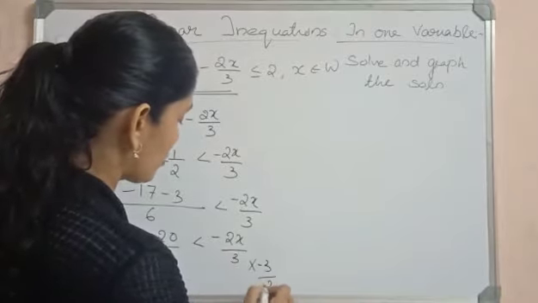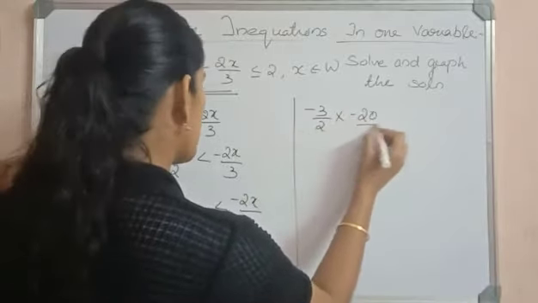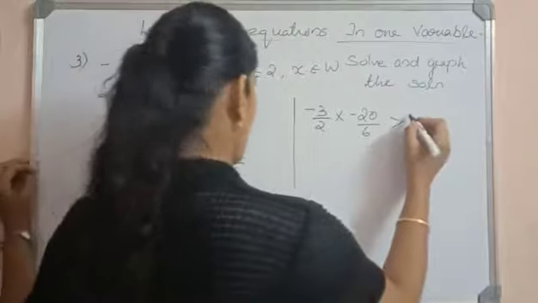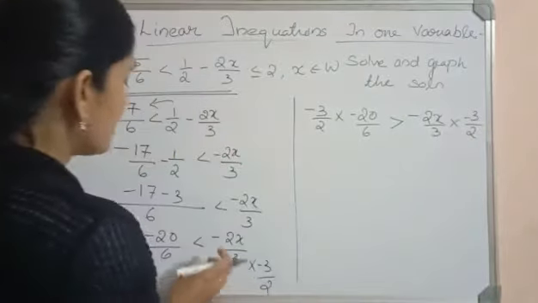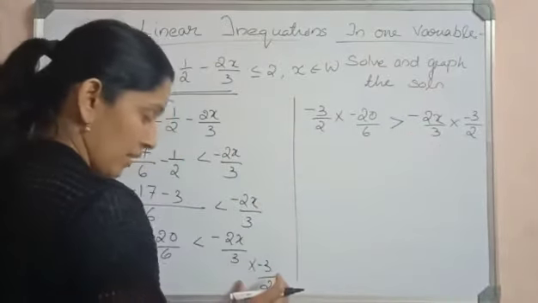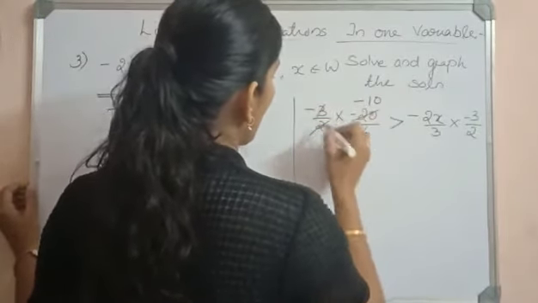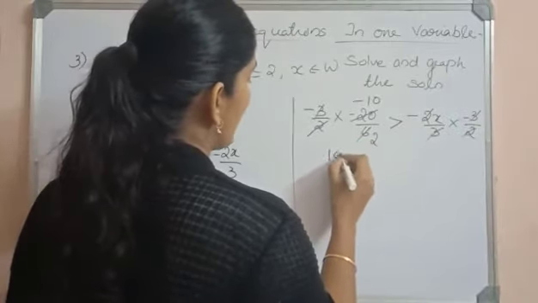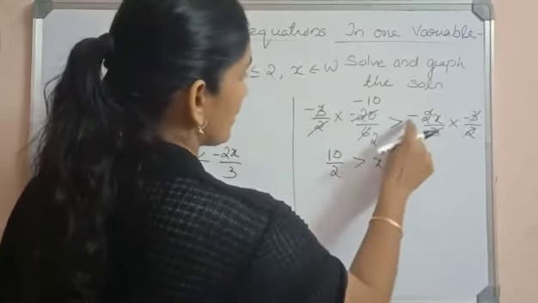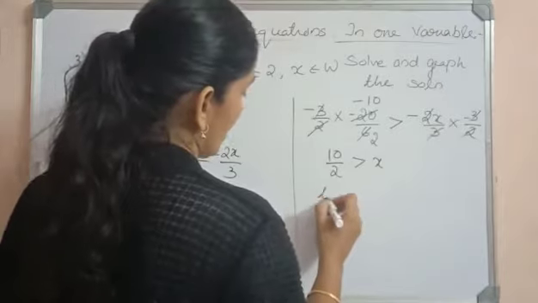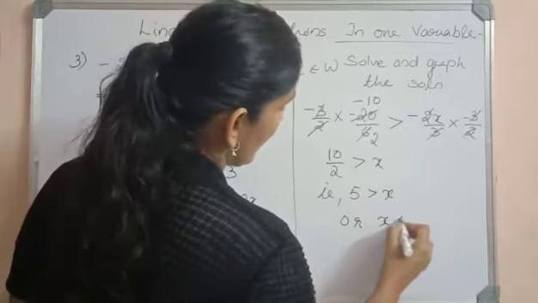Multiplying by minus 3 by 2, we get this as minus 3 by 2 into minus 20 by 6 greater than minus 2x by 3 into minus 3 by 2. Here the sign of inequality reverses since we are multiplying it with a negative number. When you simplify, you get this as minus 10 by 2, and this is same as 10 by 2 greater than x. Here minus into minus is plus, 10 by 2 greater than x. And that is same as 5 greater than x or x less than 5.